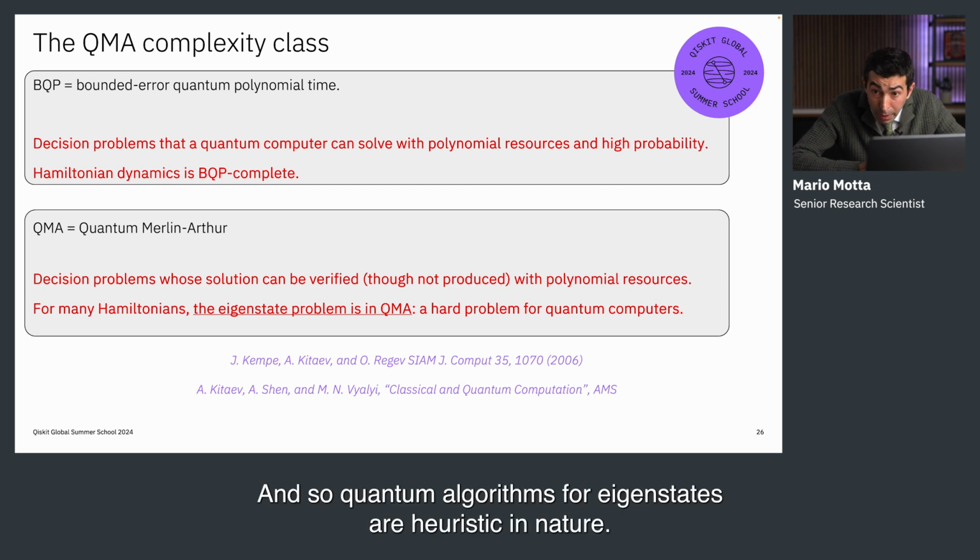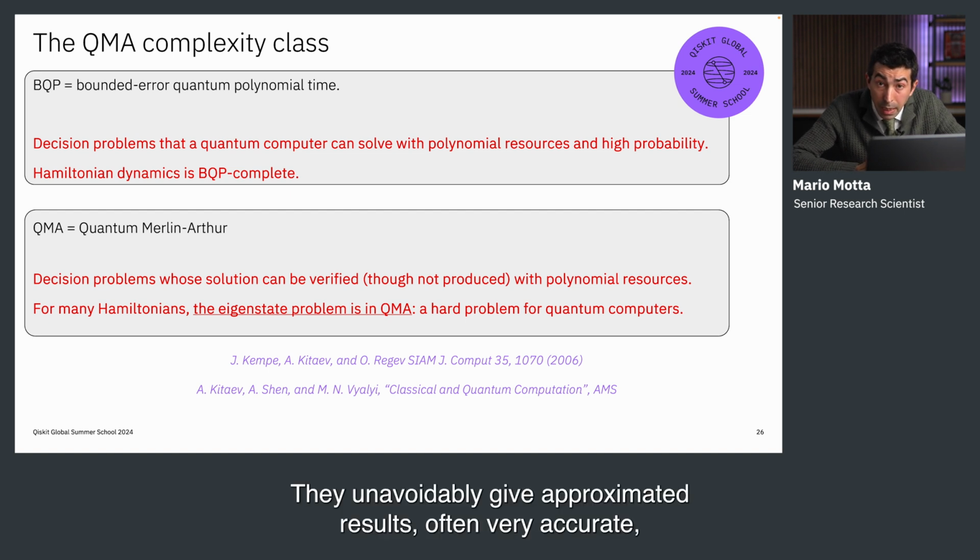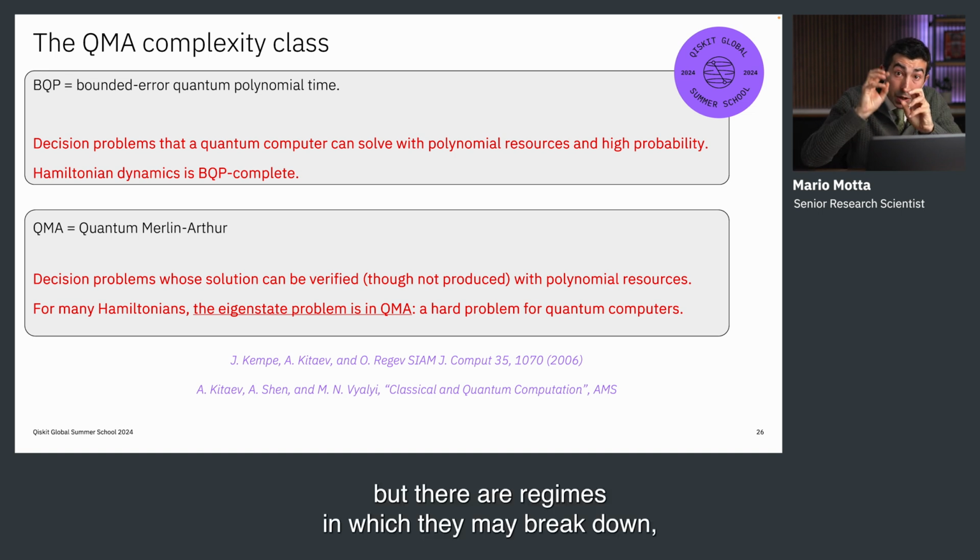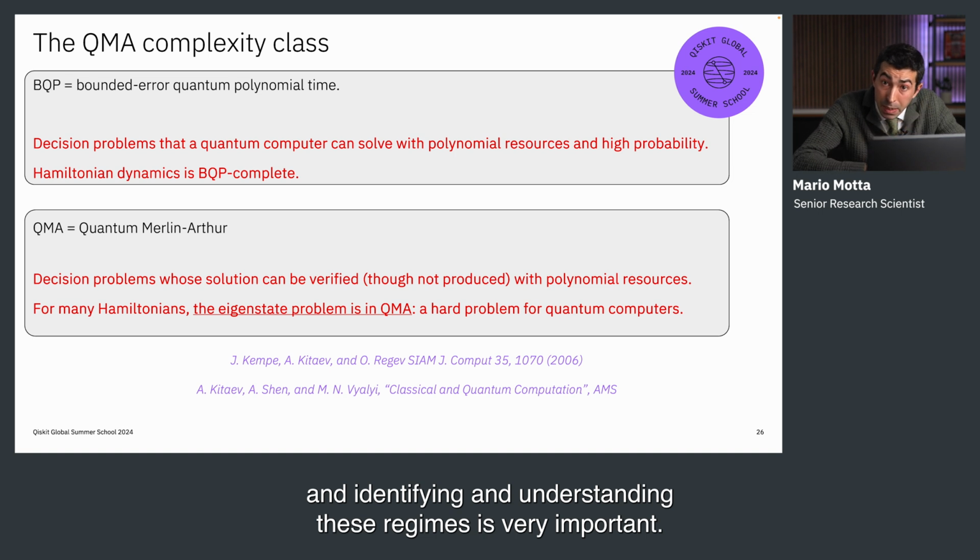And so quantum algorithms for eigenstates are heuristic in nature. They unavoidably give approximated results, often very accurate, but there are regimes in which they may break down. And identifying and understanding these regimes is very important.